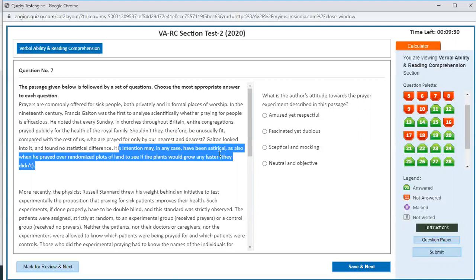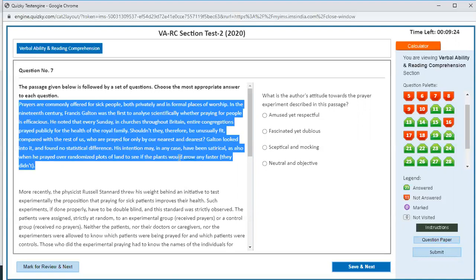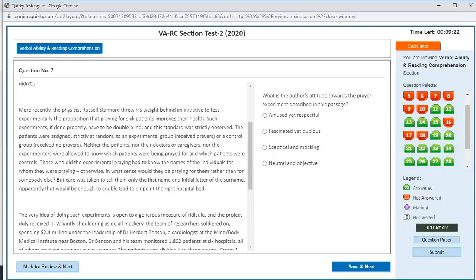His intention was maybe satirical कि भैया वो बैठ गया एक प्लॉट पे और प्रे करने लगा टू द लैंड कि भैया यहाँ पे शायद प्लांट्स जल्दी ग्रो कर जाएंगे. चलो बढ़िया, अच्छी बात है. More recently, the physicist Russell Stannard, एक और physicist की बात हो रही है, threw his weight behind an initiative to test experimentally. Threw his weight behind. Okay, bhai. This is a word of caution. Threw his weight behind an initiative to test experimentally the proposition that praying for sick patients improves their health.